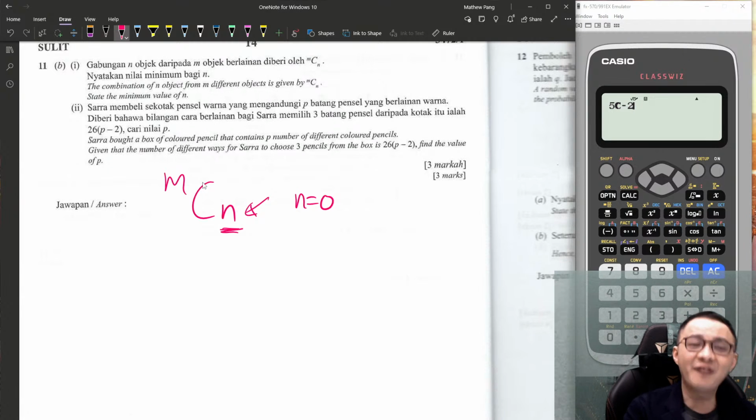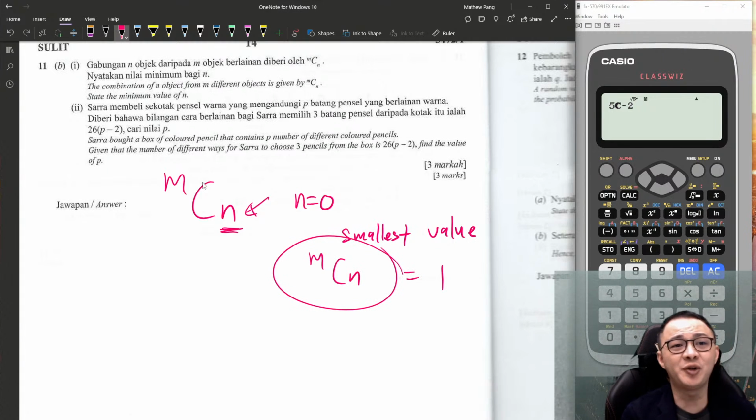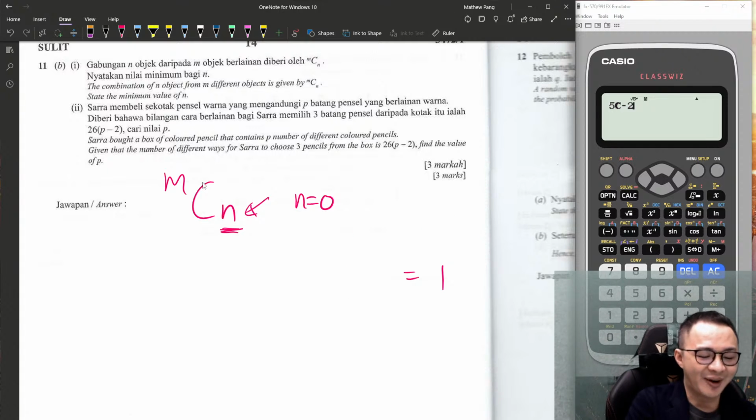However, if the question asks for MCN, what is the smallest value? If they ask for the smallest value of this one, then it's different. So the smallest value for MCN will be 1, because this one, the smallest value you get is 1. There's no way you get 0.5, no matter what value you put for M and N. Right now they ask about n, so n is basically 0. So you need to read the question carefully.